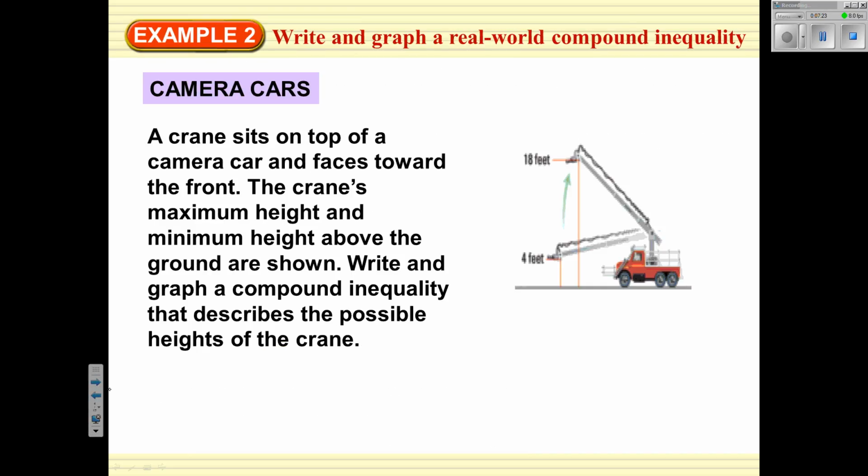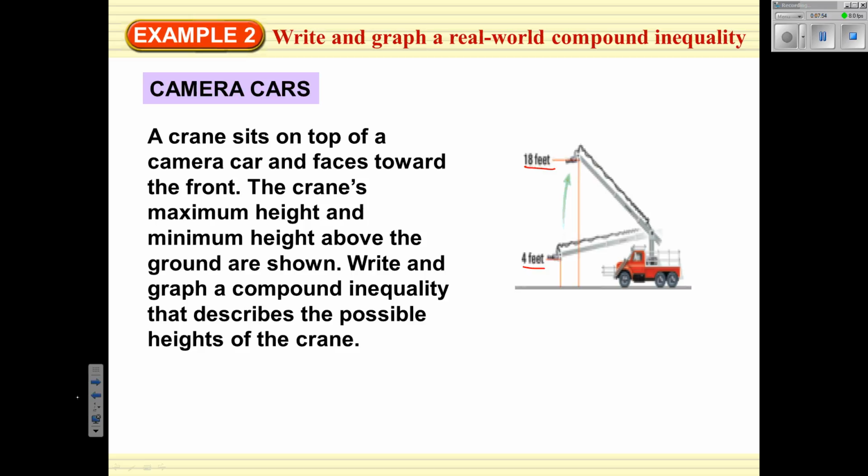All right, write and graph a real-world compound inequality. So a crane sits on top of a camera car and faces toward the front. So here's our crane, here's the camera car, and it faces towards the front. This is obviously the camera, and I guess this is a camera as well, like the crane goes up and down. Okay, the crane's maximum height and minimum height above the ground are shown. So here's our maximum height, here's our minimum height. Write and graph a compound inequality that describes the possible heights of the crane.